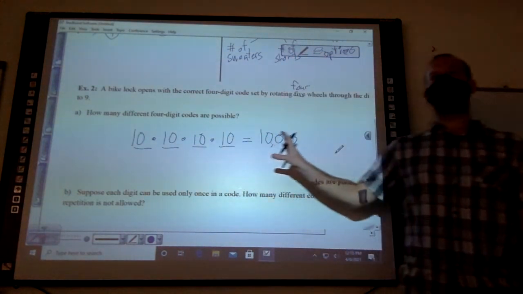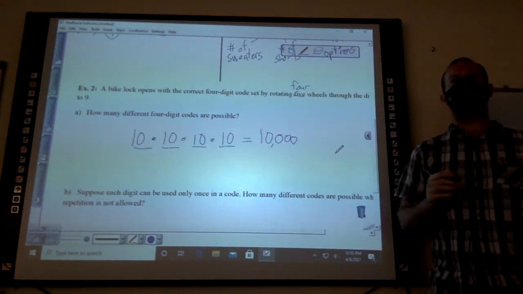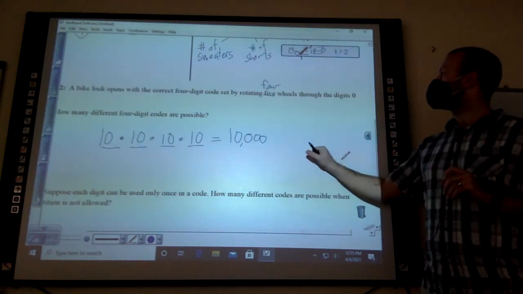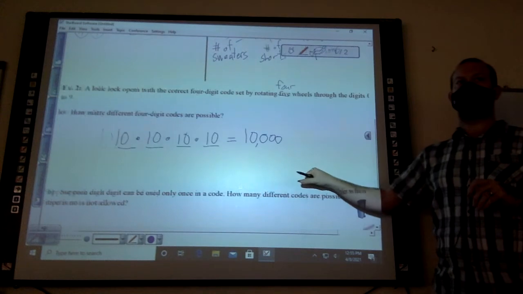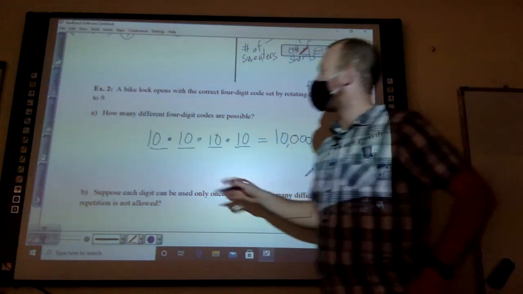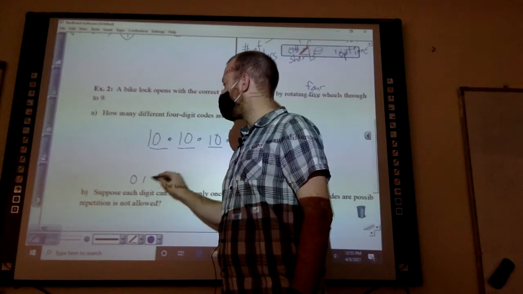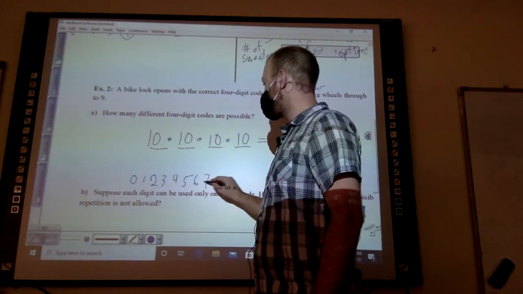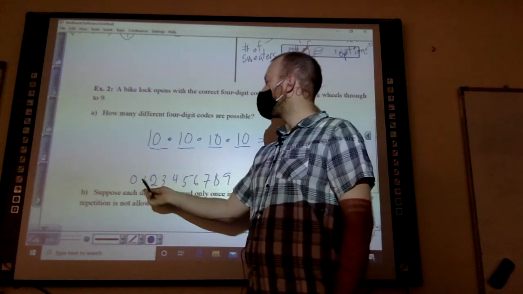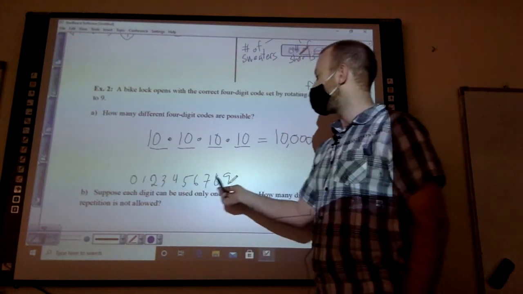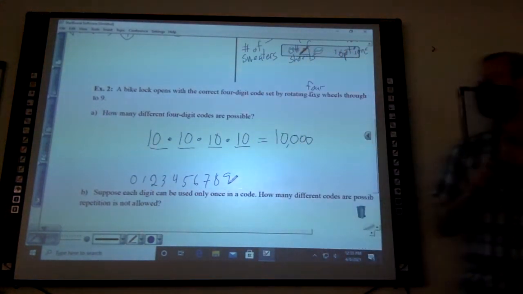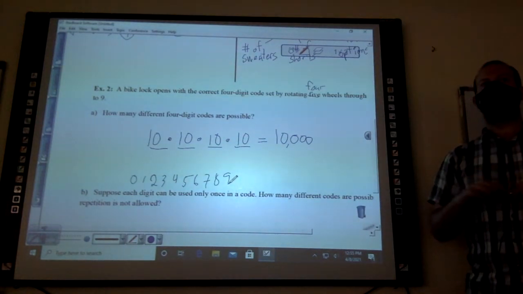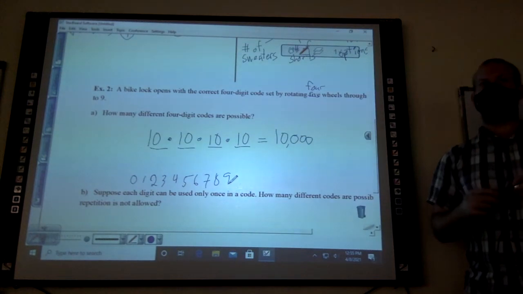Any questions on this? Because I have the digits from 0 to 9, for each of these spots I could have 0, 1, 2, 3, 4, 5, 6, 7, 8, 9. So I've got 10 different options that I could put for each of these.